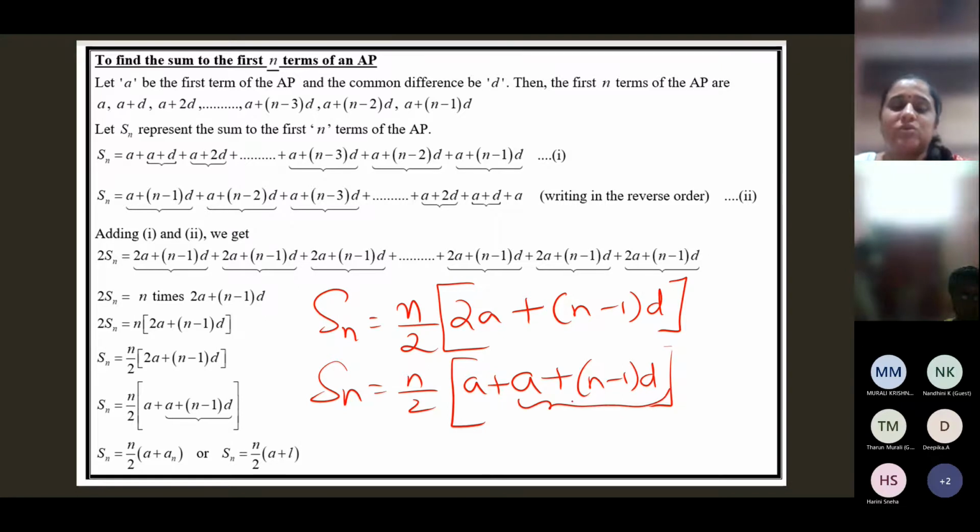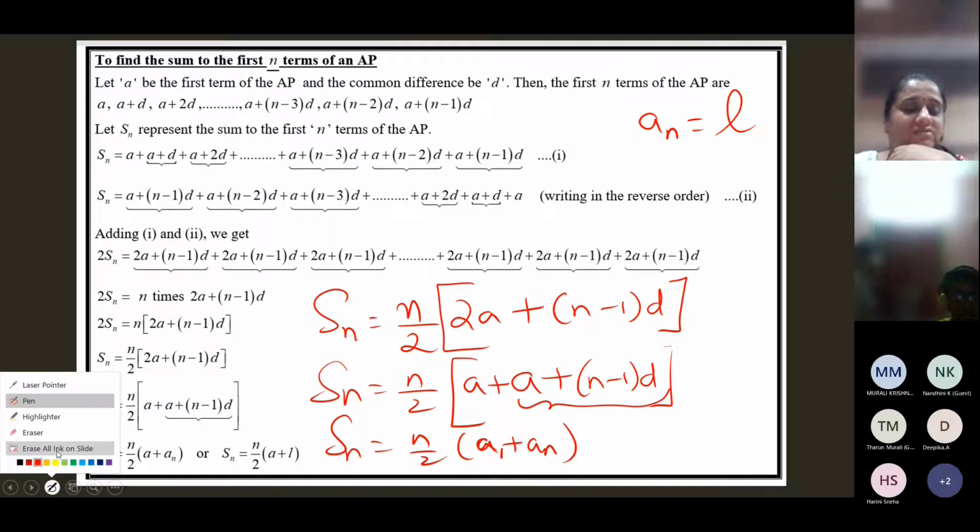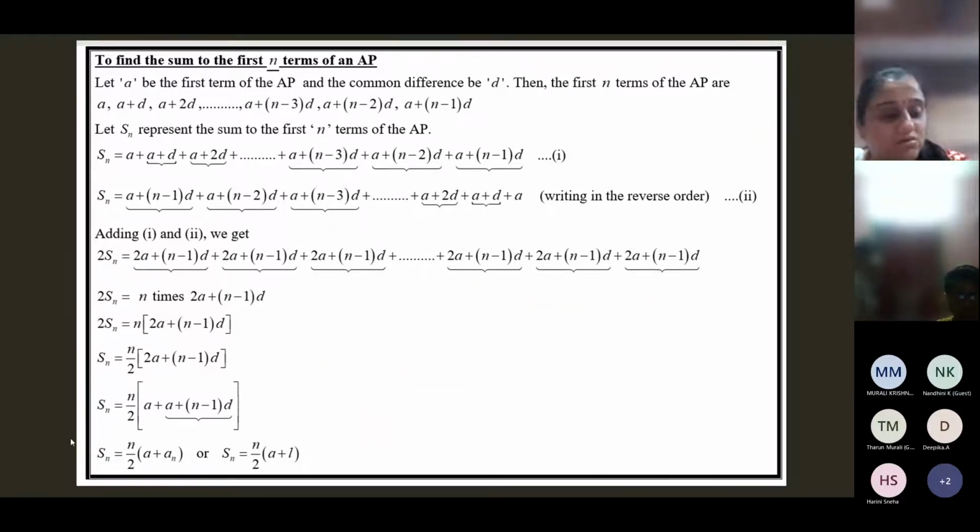So a plus n minus 1 into d is nothing but an. So Sn is equal to n by 2 of a plus an, which is also called L. An is also called L. A means a1, the first term. A is nothing but the first term, a1. First term is a or a1, both are the same. So it's the first term plus the last term. You can say L or you can say an. Okay, so with all this, we can get started with solving questions.